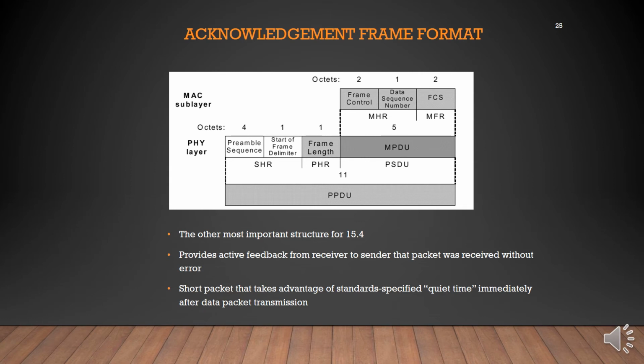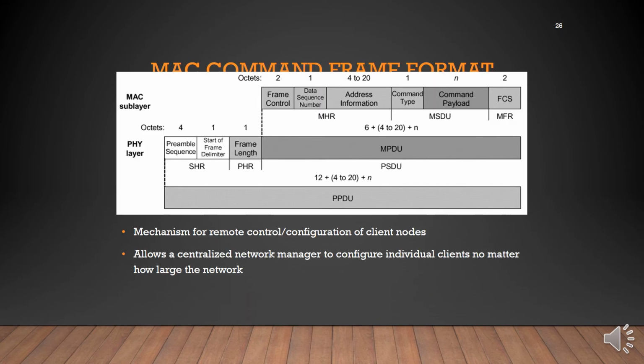It is a short packet that takes advantage of the standard-specified quiet time immediately after data packet transmission. Physical protocol data unit, PPDU: the physical preamble, start of frame delimiter. MAC layer protocol data unit: the frame control, the sequence number, frame check sequence. And frame payload. It is a mechanism for remote control and configuration of client nodes, allowing a centralized network manager to configure the individual clients no matter how large the network.